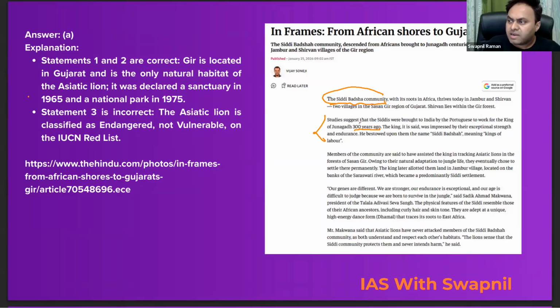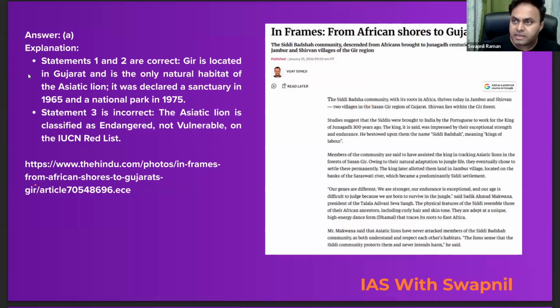Clear? So studies suggest that the Siddhis were brought to India by the Portuguese to work for the king of Junagadh 300 years ago. Right? तो याद रखिएगा इसको. The Asiatic lion is classified as endangered and not vulnerable. तो एक आर्टिकल ये अभी recently publish हुआ था इसलिए हमने इस क्वेश्चन को पिक किया है.